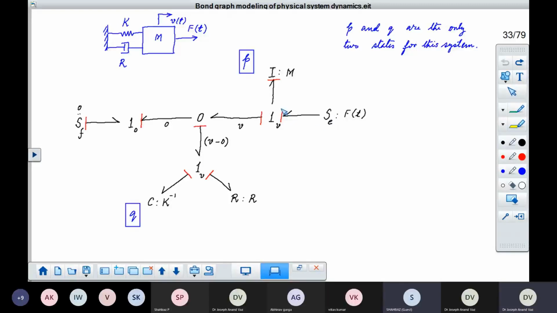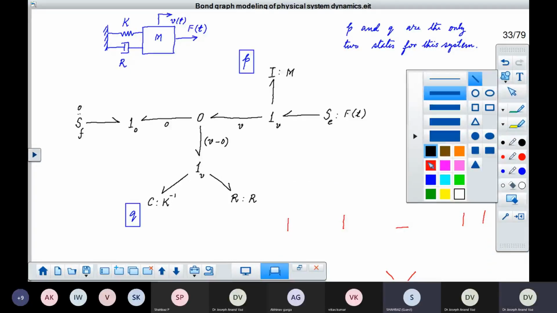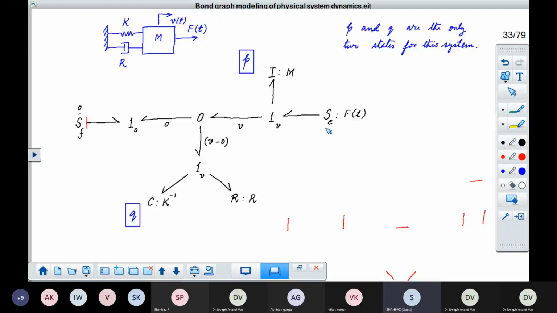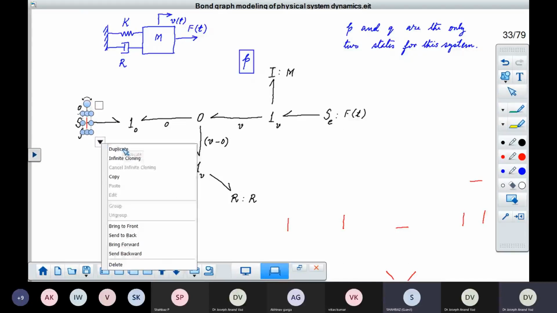It's a source of effort, so we place a causal stroke here. Now, let me explain it to you step by step. Let me remove this earlier causality so that things become very clear to you as we do the explanation. So let us take these causal strokes in red. We provide a causal stroke here. So this brings in the information of flow.